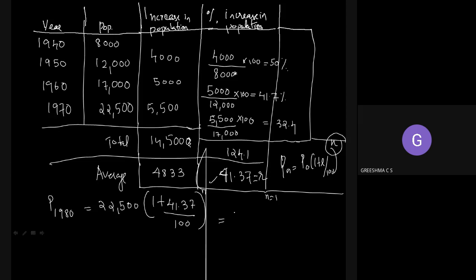If you calculate it similarly, you will get the answer as 31,808. Similarly, you can calculate the population for the year 1990 also. For 1990, the last known population is in the year 1980. So that is 31,808 into 1 plus 41.37 by 100, all raised to 1, the number of decades, 1.